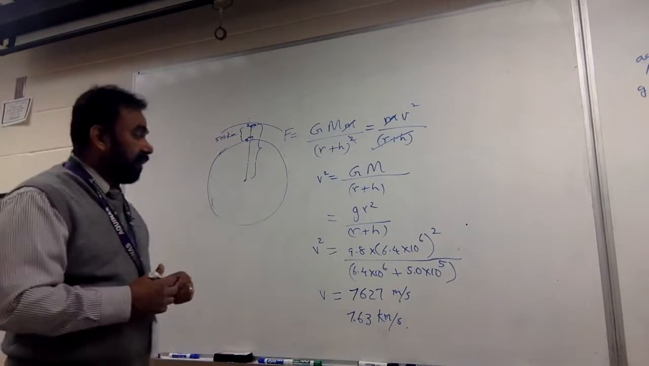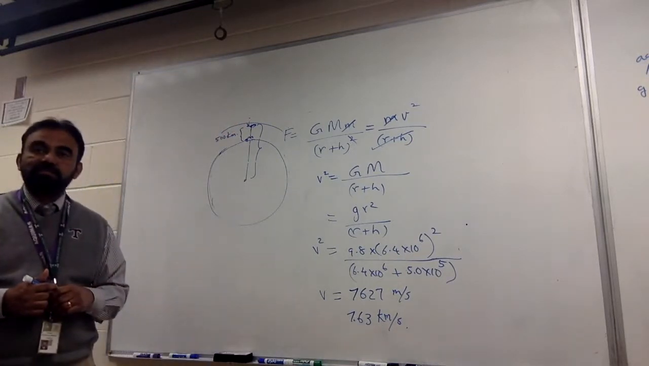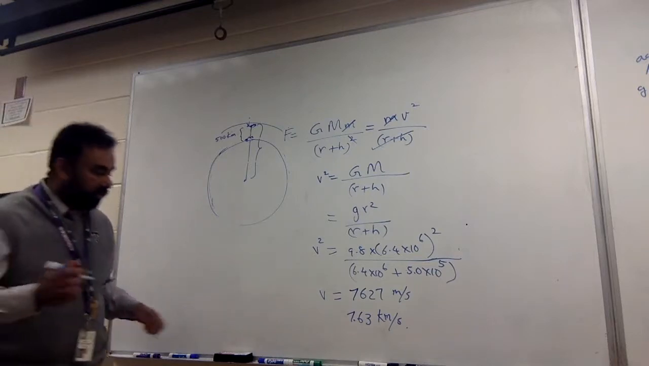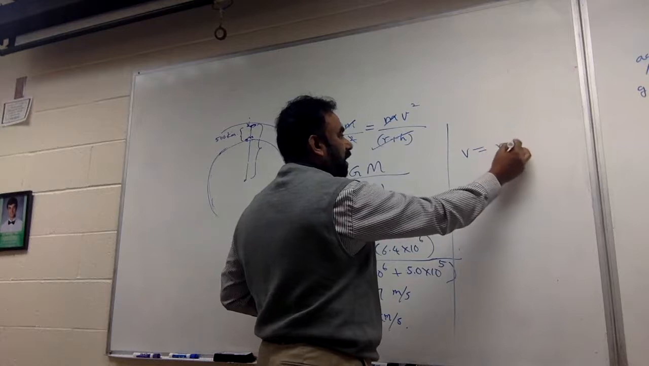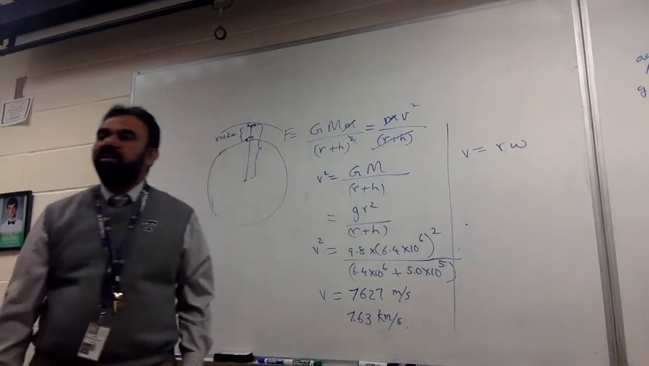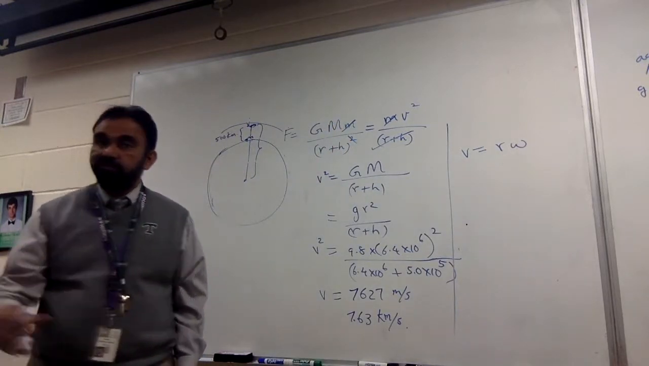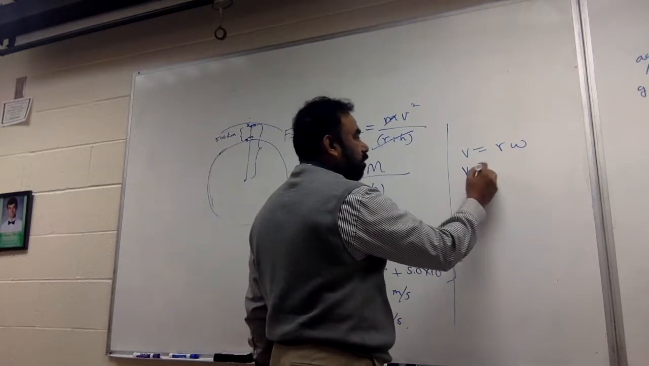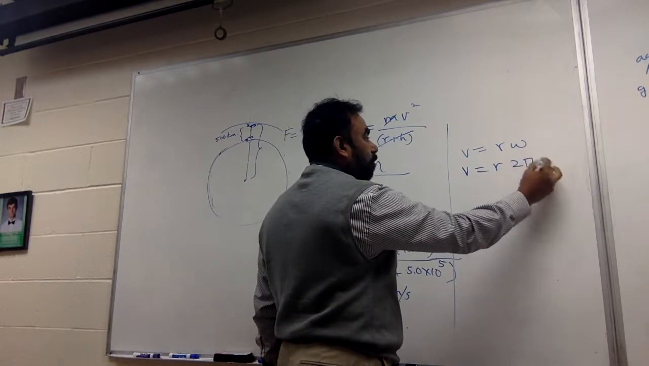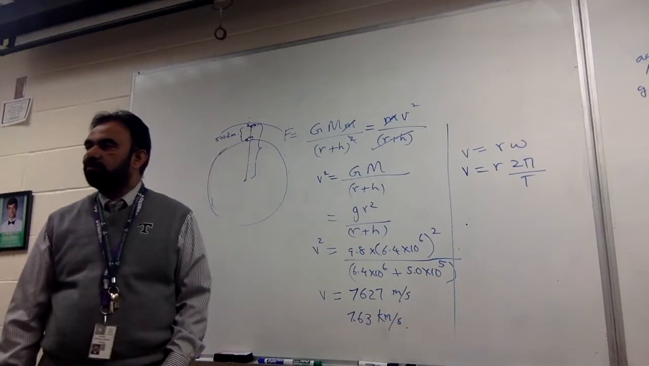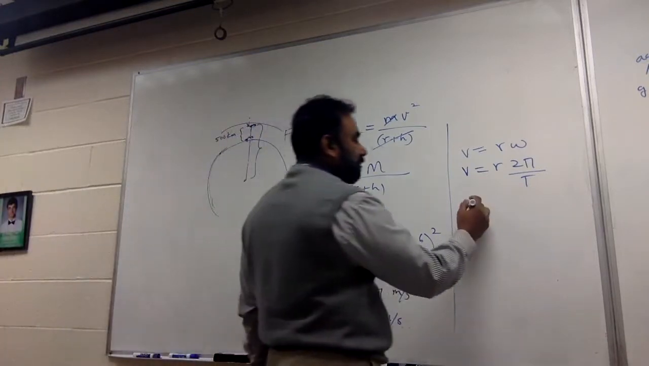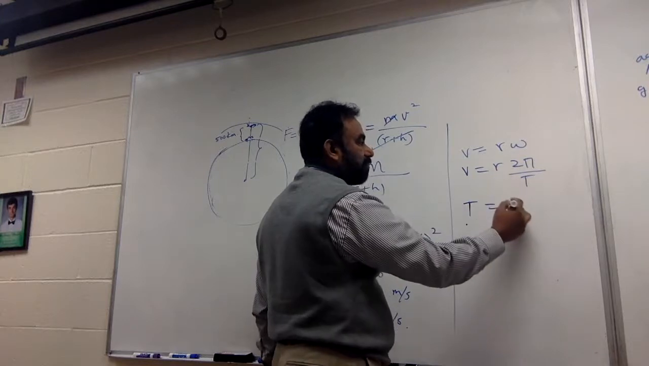How fast are they moving? They're moving really fast. Look at the speed. Now if we use the formula V equal to R omega, it will tell us how fast they are spinning. And also we can replace the omega with 2 pi over capital T. What is that capital T standing for? Time period. Can you find the time period? What is time period equal to?